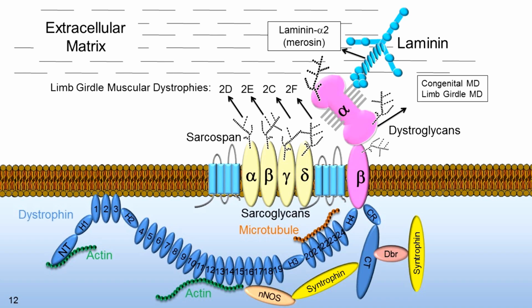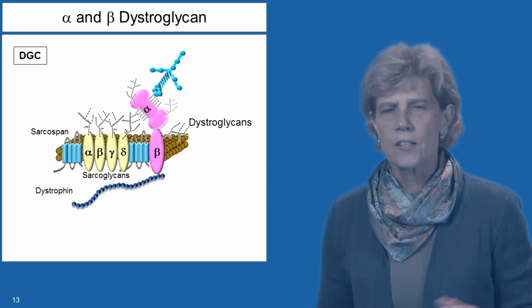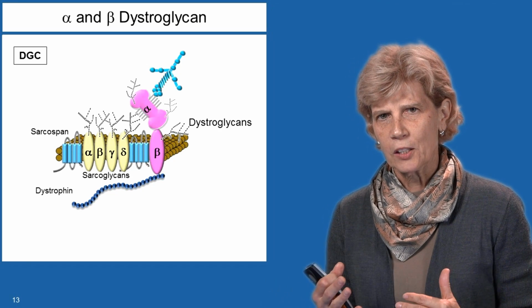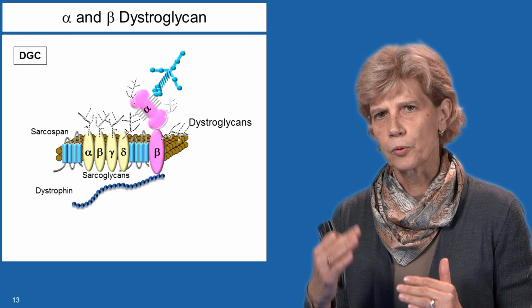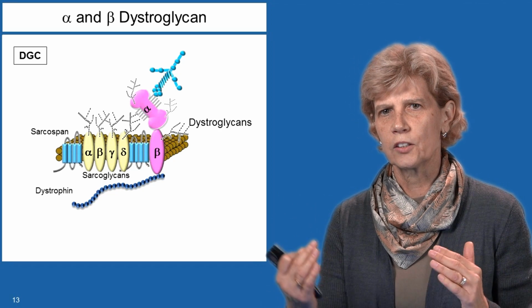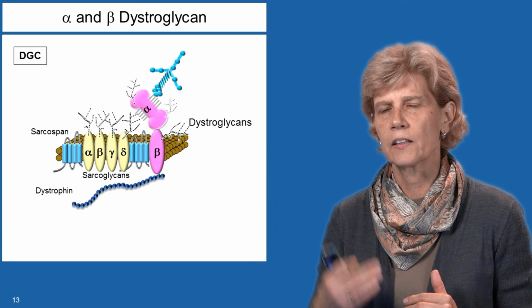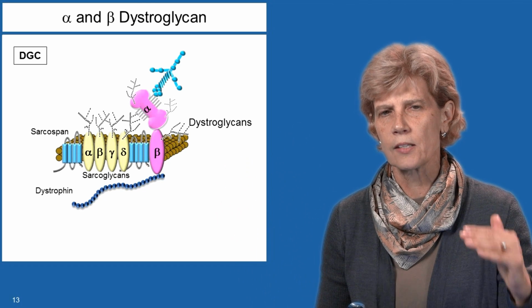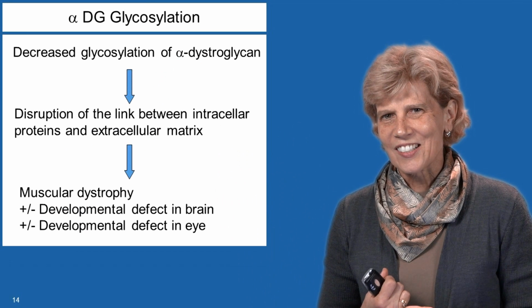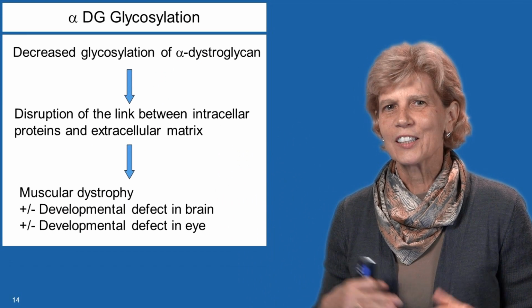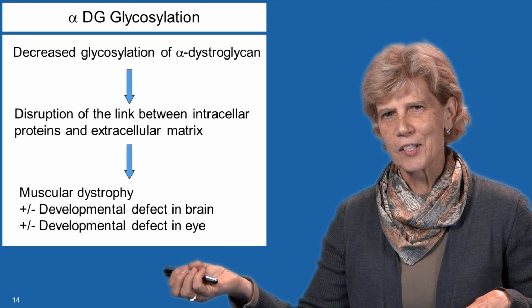So as you can see from this slide, if you have abnormal glycosylation of alpha-dystroglycan, you get either a congenital muscular dystrophy or a limb-girdle muscular dystrophy. This slide just focuses on alpha and beta dystroglycan, which we're talking about today, again showing that you need the heavily glycosylated alpha-dystroglycan to maintain the linkage between extracellular matrix and dystrophin intracellularly. So if you have decreased glycosylation of alpha-dystroglycan, you disrupt the link between the intracellular proteins and the extracellular matrix.